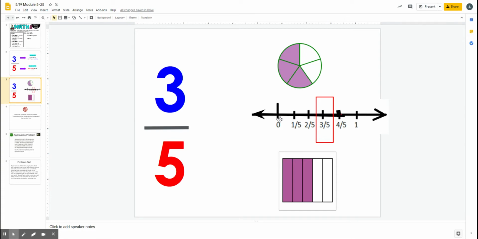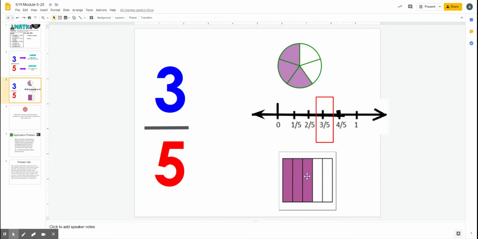Here on a number line, we have 0, we have 1, and then we have 1, 2, 3, 4, 5 parts. Notice I didn't count the lines, I counted the spaces in between the lines. So I'm going to count it again. 1 from here to here, 2 from here to here, 3, 4, and 5 from here to here. That shows me that my number line is broken up into fifths. And then if I count by 1/5, I have 1/5, 2/5, 3/5 right here, and you see it's circled in red.